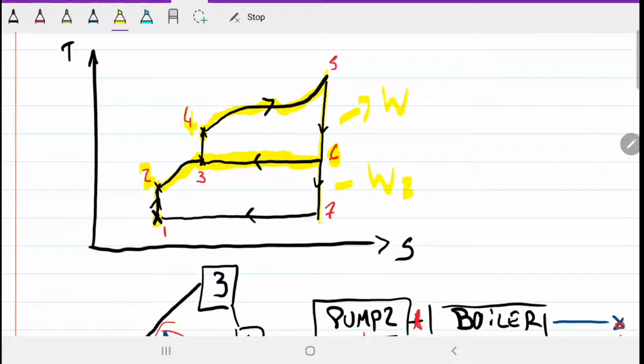Okay, then whatever is left at the end of the second turbine is going to have to go through the condenser so that we ensure that what's coming back to 1 is only liquid.